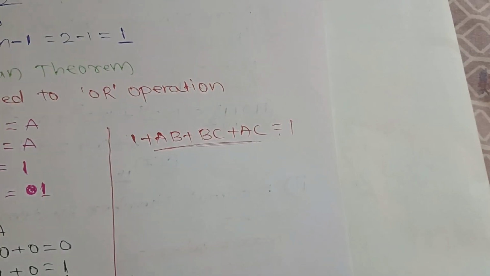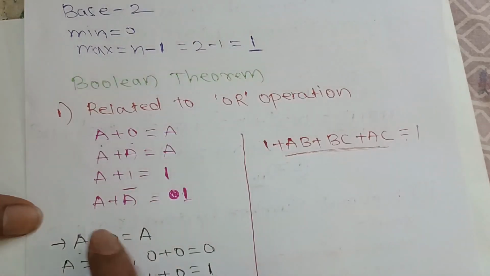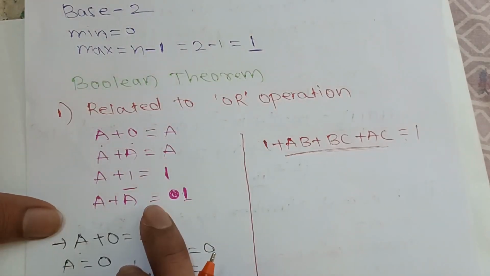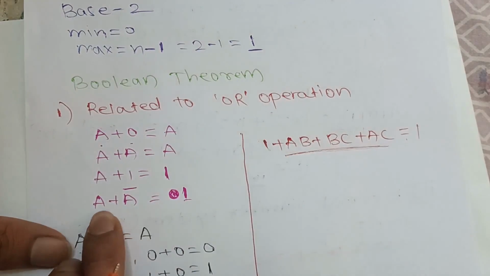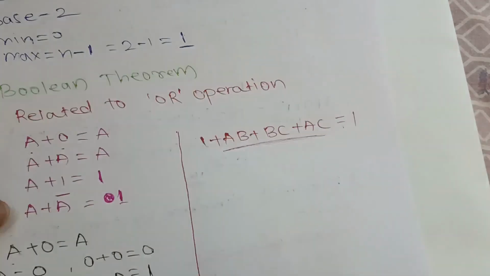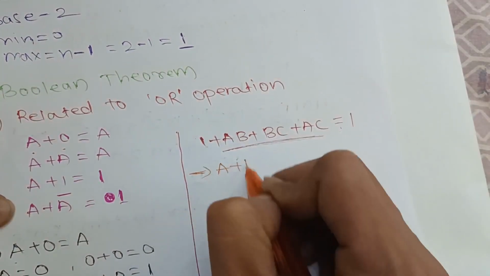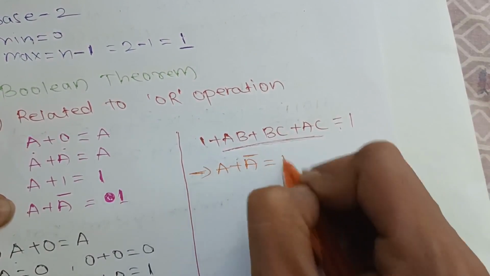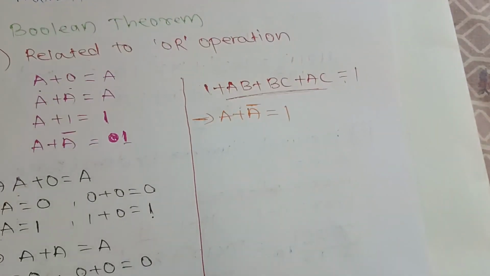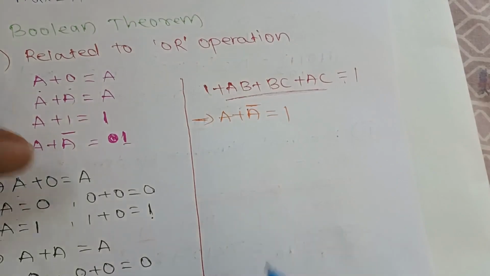Okay, so next is a plus a bar. A bar is nothing but the complement of the number which we have taken at the position of a. So next comes here, a plus a bar is going to be 1. Okay, so we'll see this property.